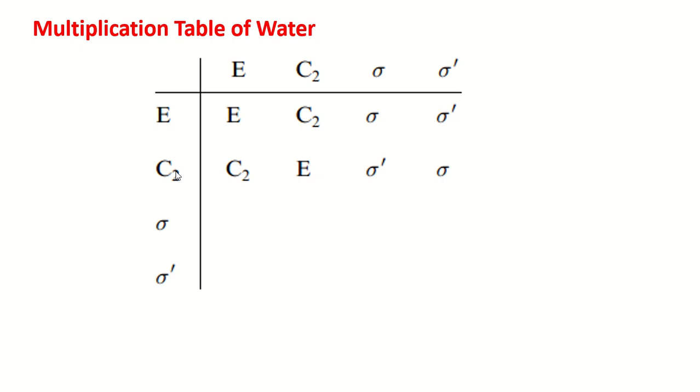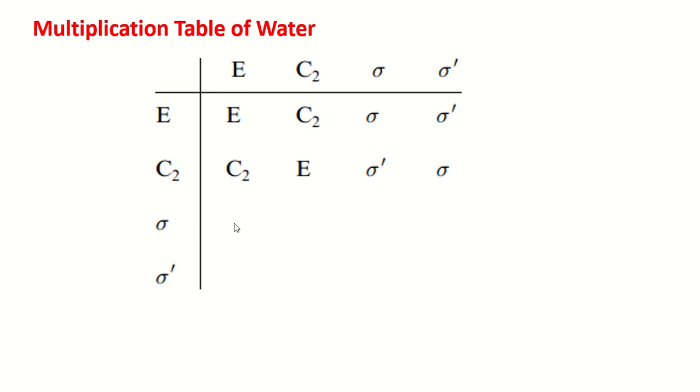Now let's move to the third symmetry operation of water in the row. We need to commute the third symmetry operation with all the symmetry operations written in the row. This is the column and this is the row. So we have to commute the third symmetry operation in the column with all the symmetry operations in the row. So when sigma is commuted with the identity E, what will happen?